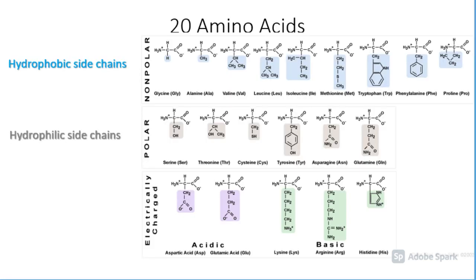Compare the amino acids here. The colored region of each amino acid is that R group. This is the only region that differs between each of them. You can also see that they are grouped into different classifications. There are nonpolar, polar, and then there are those that are electrically charged. These characteristics affect the shape of the protein.